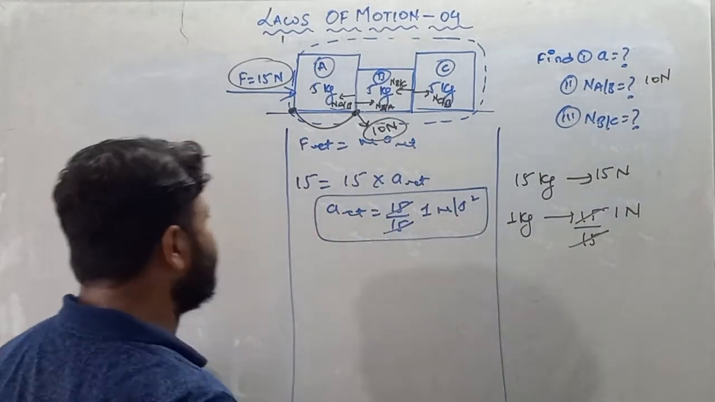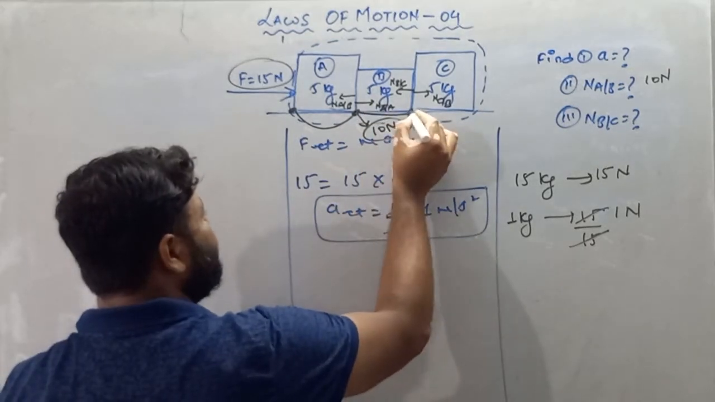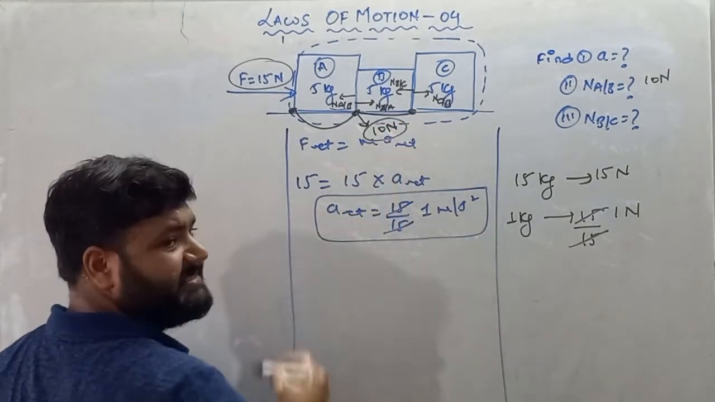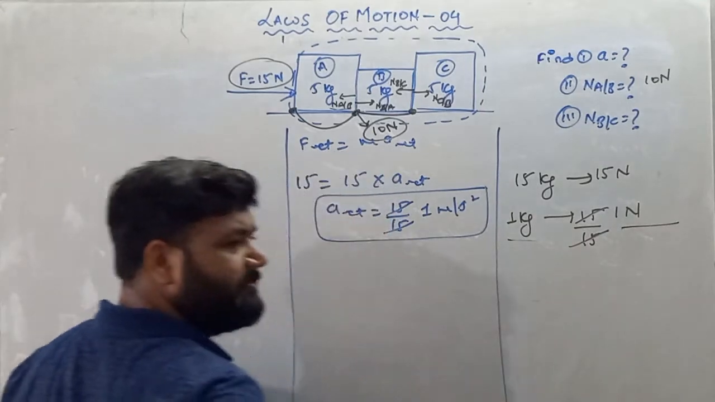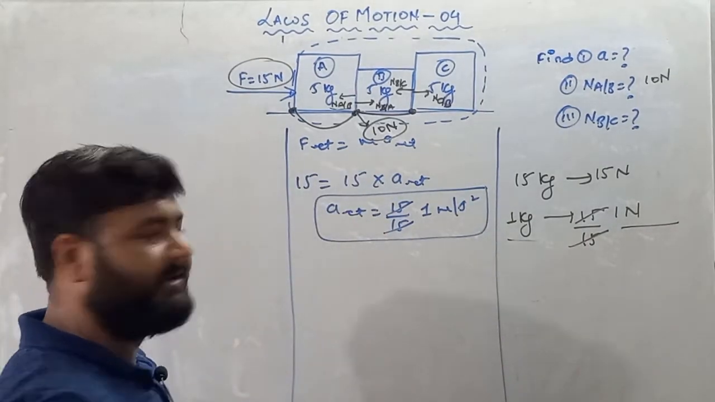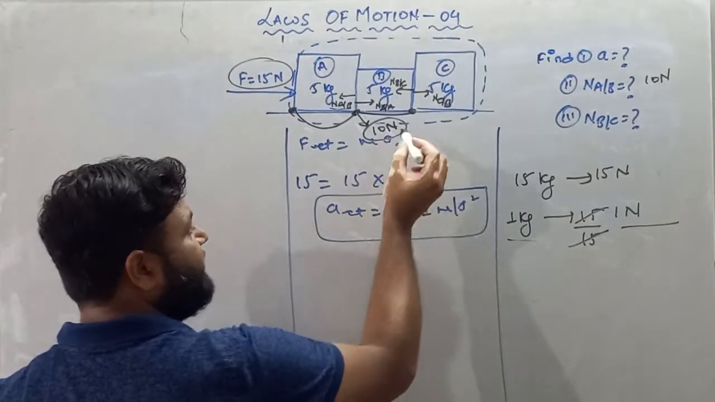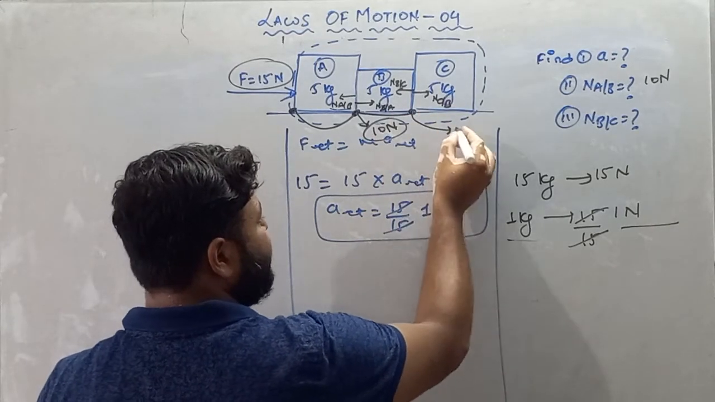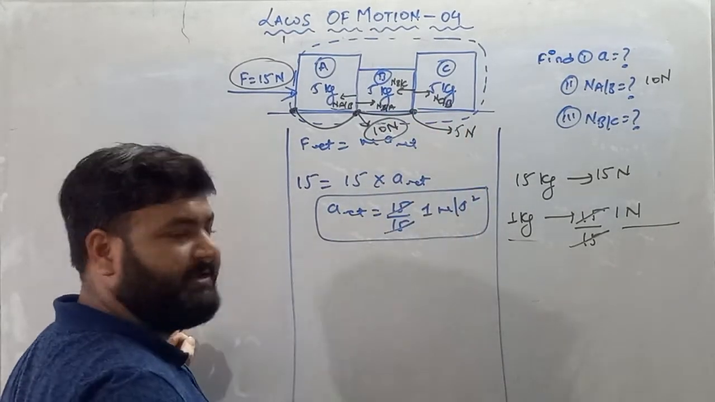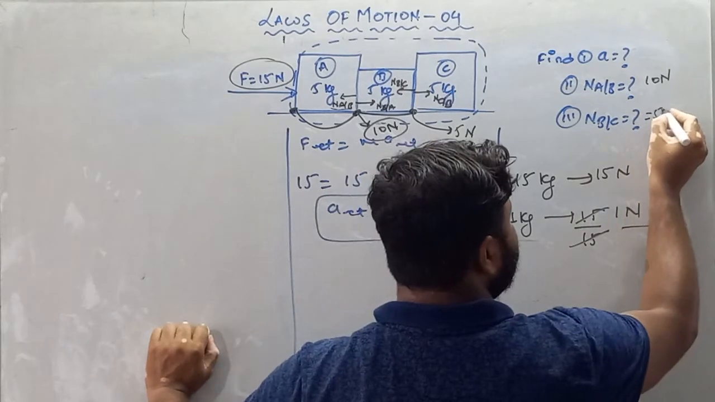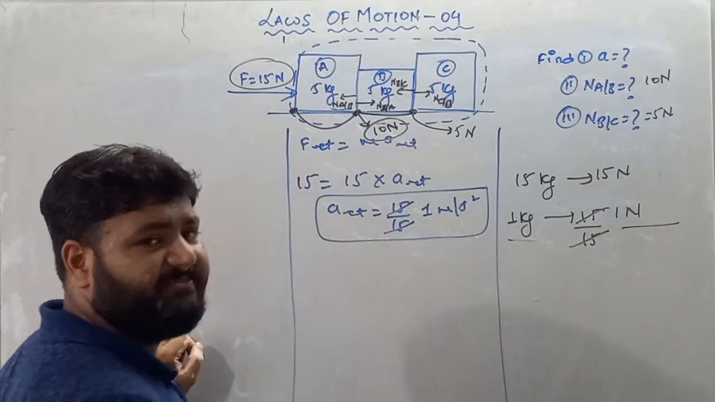Moving forward, my dear student, if you move from this point to this point, you will move 5 kg. Every kg needs 1 Newton. So 5 kg needs 5 Newton. How much force do we have? 10 Newton. So after moving 5 kg, 10 minus 5 becomes 5 Newton. So the normal on B due to C becomes, my dear student, 5 Newton.